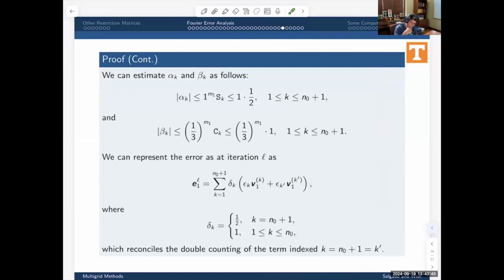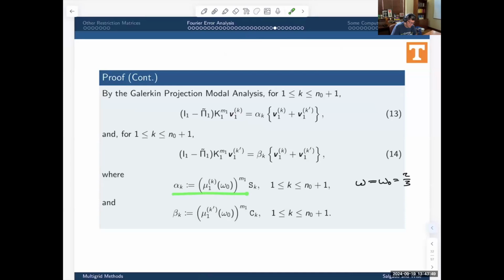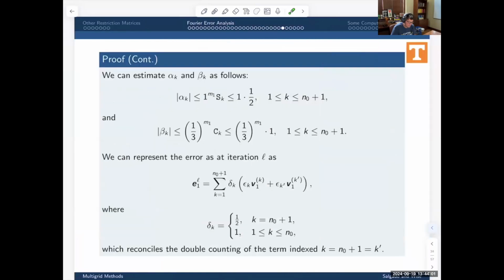So now we need to estimate alpha k and beta k. I'll remind you what alpha k was. Alpha k is just that, beta k is just this. And we're going to take advantage of the fact that the sine and cosine functions are never greater than 1. That's all that we really need to use in this very primitive analysis.